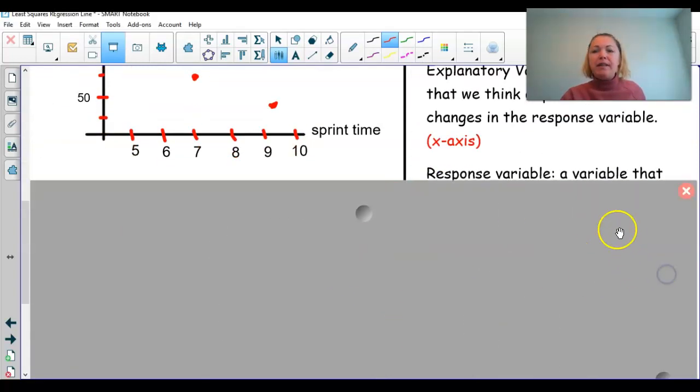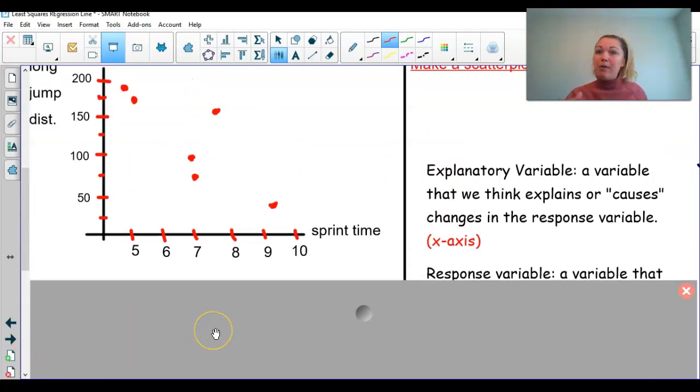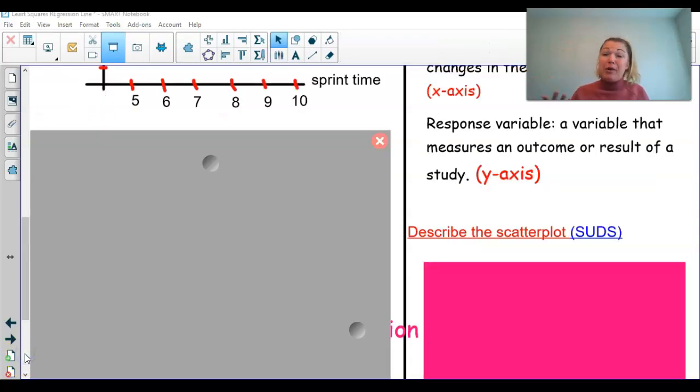Now, the next thing we need to learn is how to describe that scatter plot. Just like when we would describe a histogram or a box plot, we now also want to describe the scatter plot. Anytime you're asked to describe the scatter plot, we have an acronym. Just like we had SOCS or SUCS before with Unit 1, now we have SUDS. And what does that stand for?